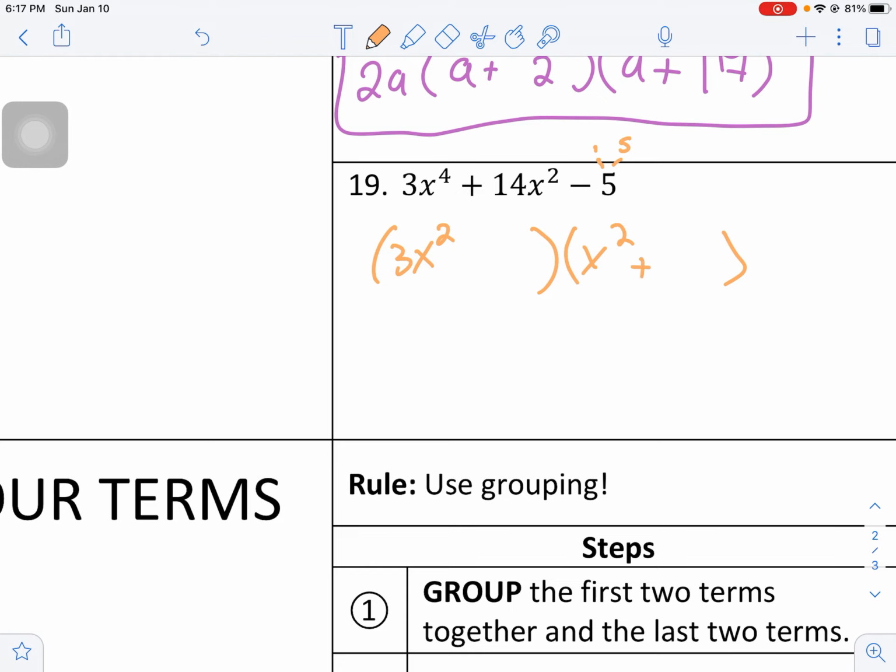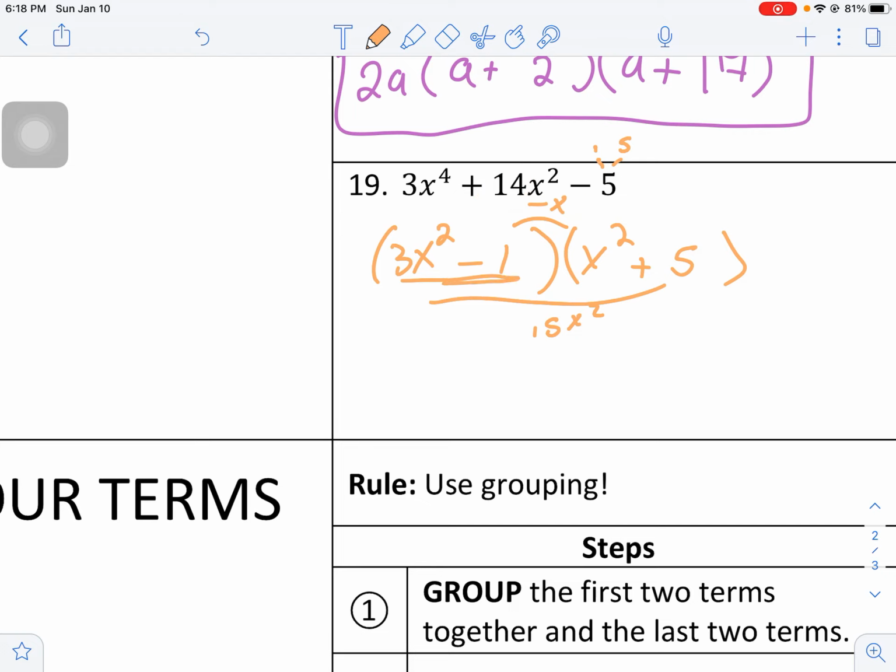It's looking like 5 times 3 would give us positive 15. So if we did that, and then we subtracted 1 off of it, right? So this is 15x squared minus x squared, which would make positive 14x squared.